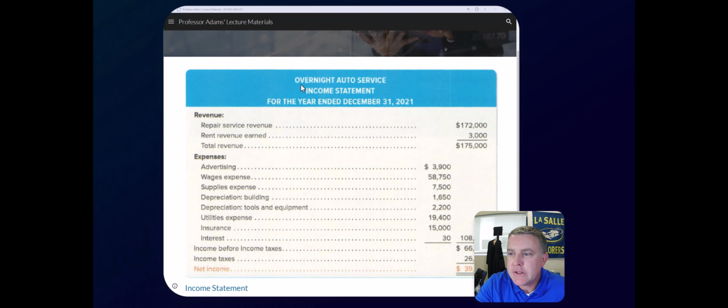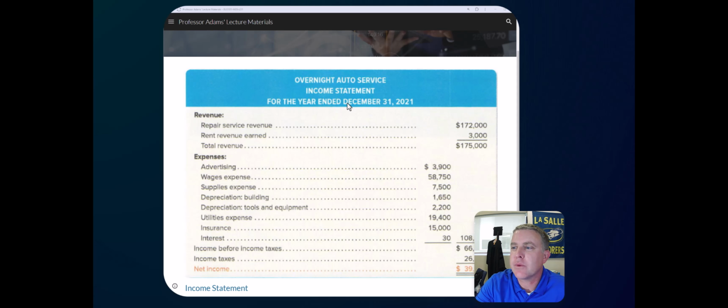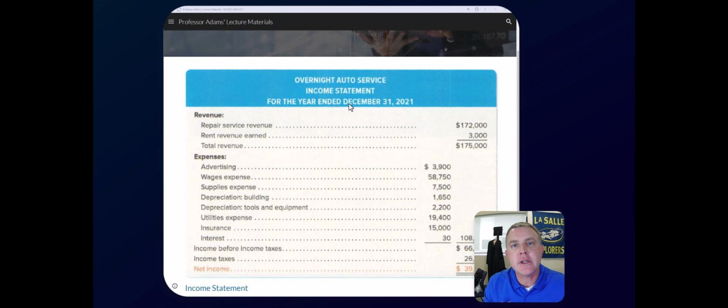So on your screen, you see an example here, and we're looking at Overnight Auto Service, and this is their income statement for the year ended December 31st, 2021. We're measuring the income for a 12-month period. An income statement is always capturing revenue, expense, and income over a period of time.